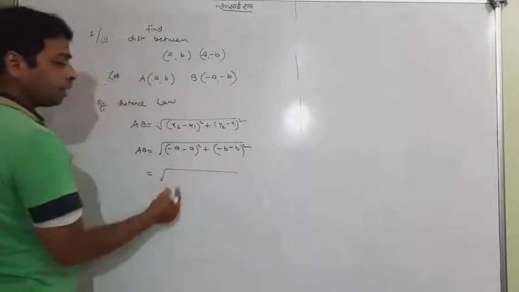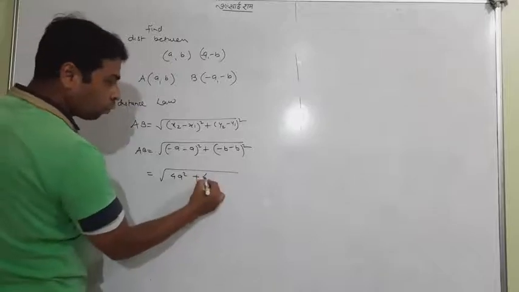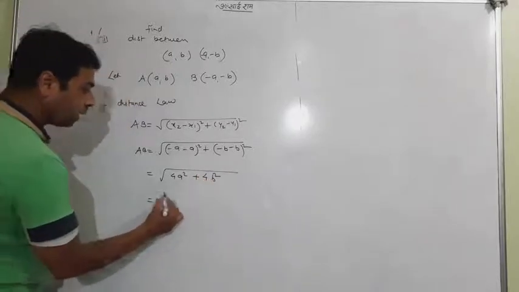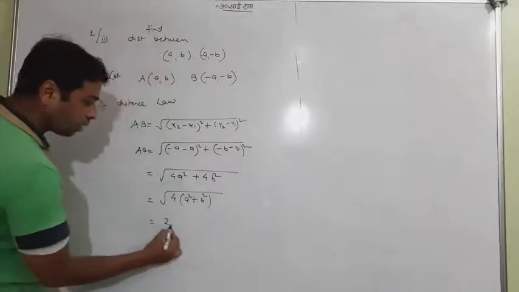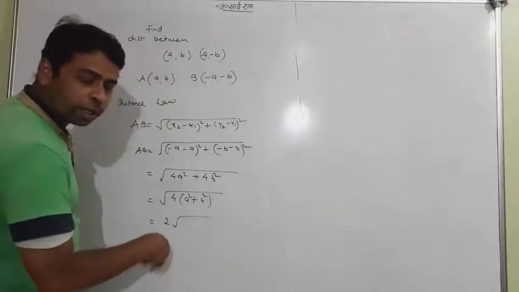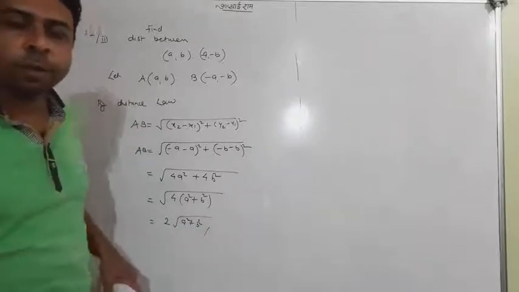This minus a minus a, minus 2a whole square, meaning 4a square, and this is 4b square. Take out 4 common, a square plus b square, and take out 4 from under the root sign, it will give 2. So 2 root of a square plus b square. So this is the distance between the points A and B.